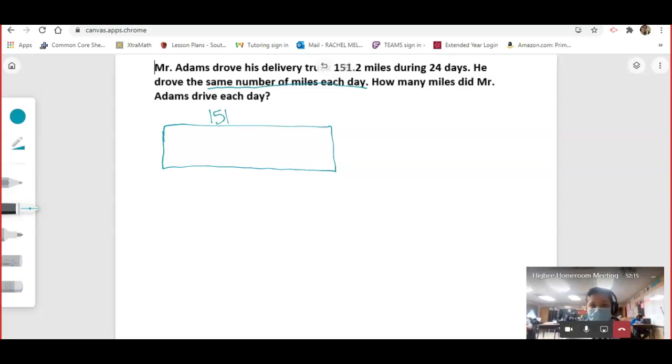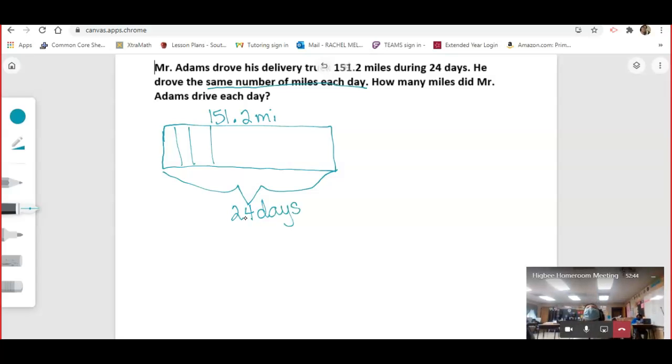151 and 2/10 miles. Okay, miles is MI. So that's our total, because they're telling us that's how much he drove altogether. They're also telling us that he drove 24 days. And again, I don't really feel like writing out 24 of those, so I'm going to say 24 days like this.